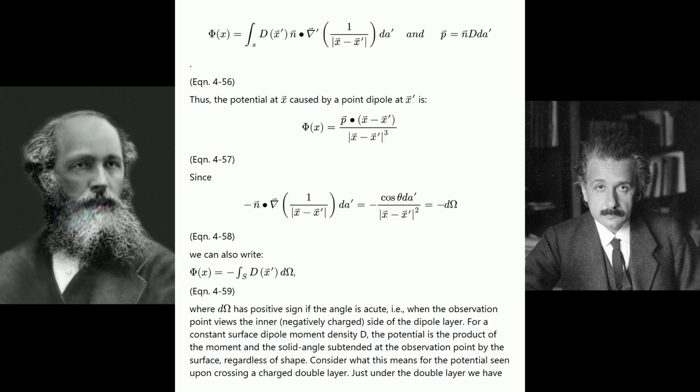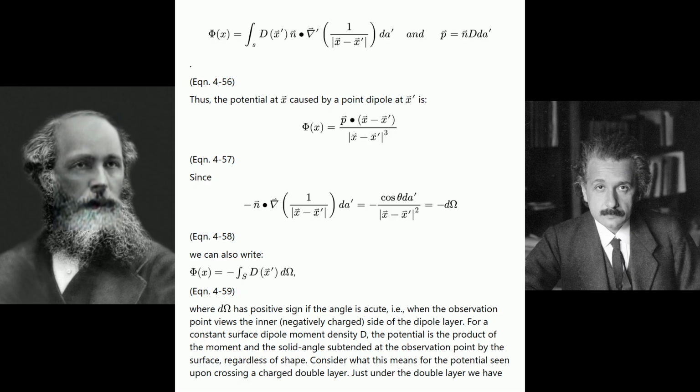For a constant surface dipole moment density d, the potential is the product of the moment and the solid angle subtended at the observation point by the surface, regardless of shape. Consider what this means for the potential seen upon crossing a charged double layer.